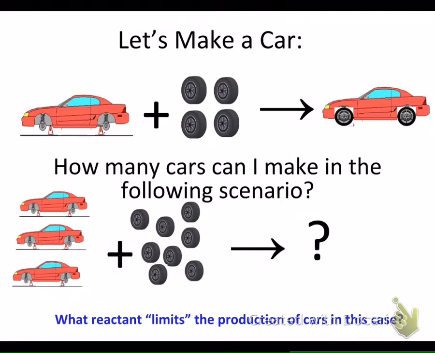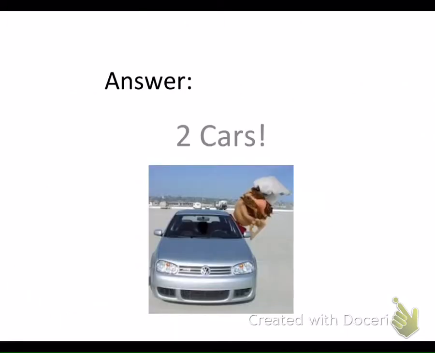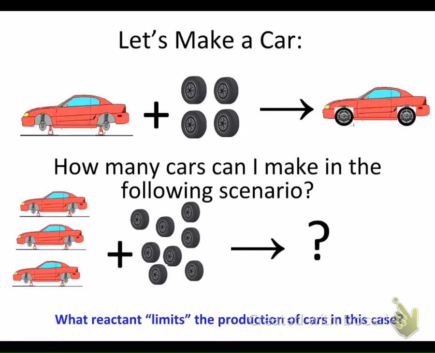You have to remember that tires are being used faster. They're being used more at a time. So we're actually going to be able to make 2 cars. And that's because each one of these bodies would require 4 tires. So I run out very quickly of my 8 tires after just a combination of 2 bodies to make the 2 cars. So we know the limiting is the tires.